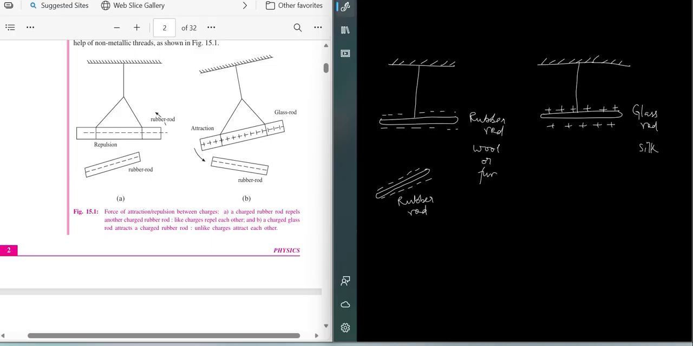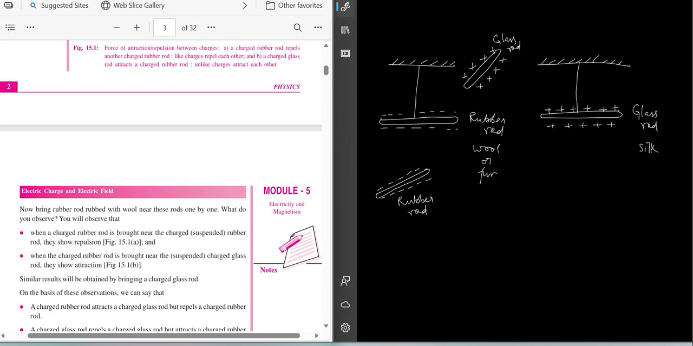Whereas if instead of this rubber rod, we bring a glass rod near this charged rubber rod. So what is this glass rod? Charged glass rod. When glass rod is rubbed with silk, it will acquire positive charge, right? So when this charged glass rod is brought near rubber rod, they both are found to attract each other. So that's what is the observation.